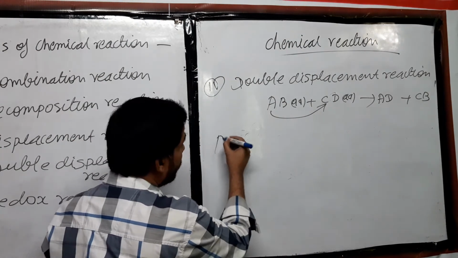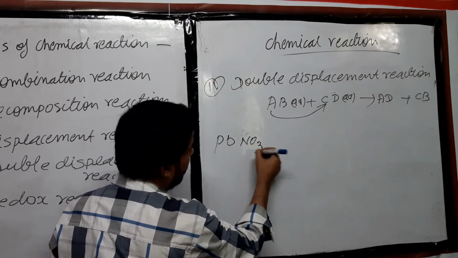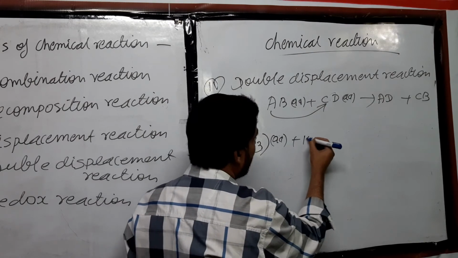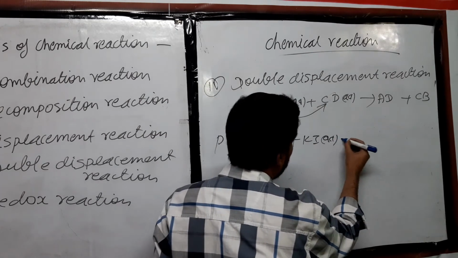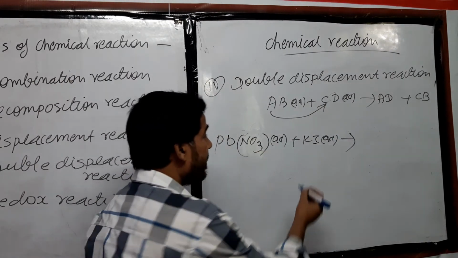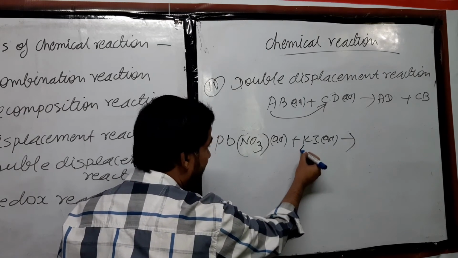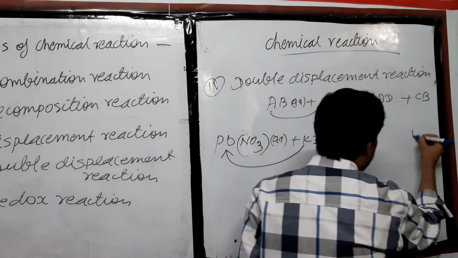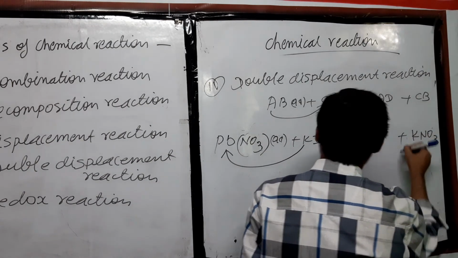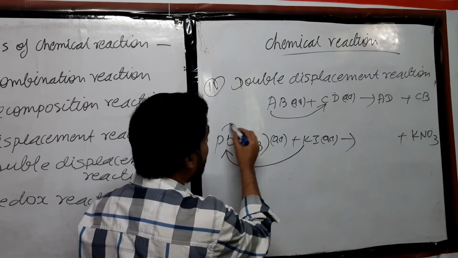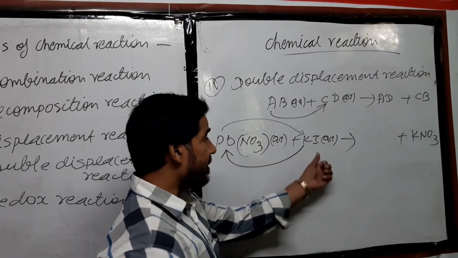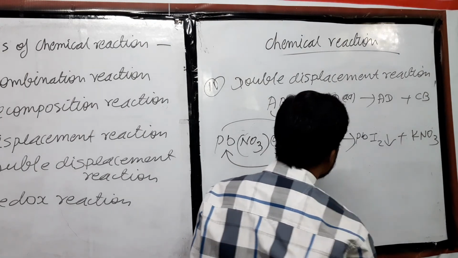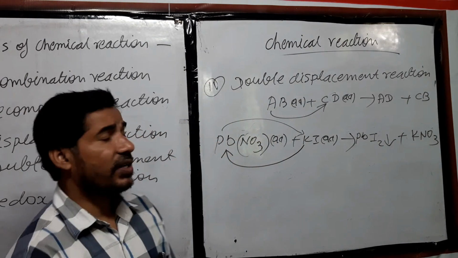For this, I am going to write a chemical equation. A known equation is lead nitrate plus potassium iodide. Since potassium is more reactive than lead, it will displace the lead and form potassium nitrate. And the lead reaches the place of potassium and reacts with iodine and gives PbI2. So this is also an example of a double displacement reaction.